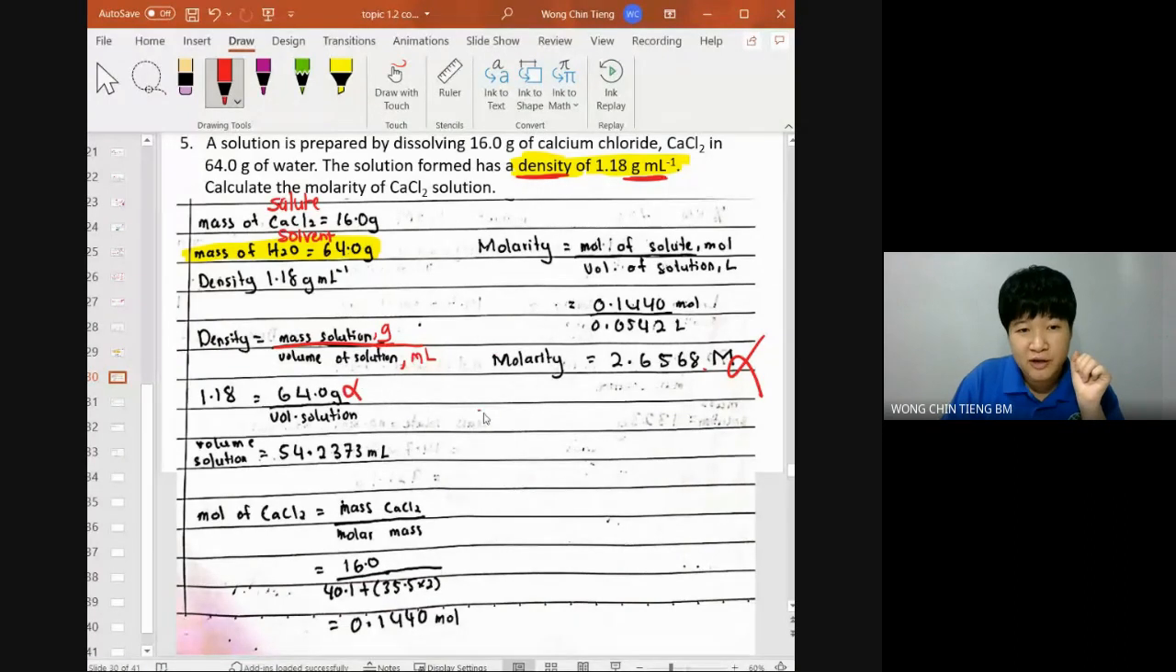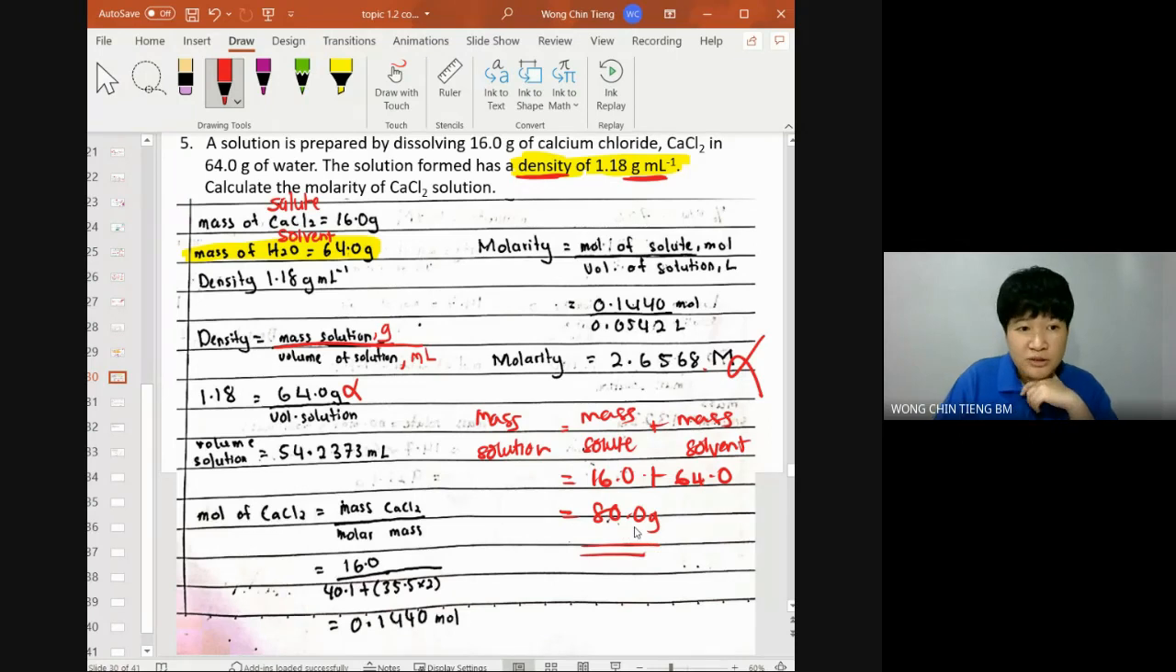Where in fact, you should calculate the mass of solution and make sure you have the formula down. Saya tak nak value tu tambah suka-suka hati, tak tahu datang dari mana. Bagi tahu apa yang kamu tambah tu. Because the solute is already given 16 gram. Solvent is given 64 gram. Tambah je lah. And that is your mass of solution. So sepatutnya kat sini adalah 80 gram. And your volume of solution akan dapat yang lain in milliliter. Masih in milliliter. So your volume of solution dah salah. Sebab tu kat sini salah.